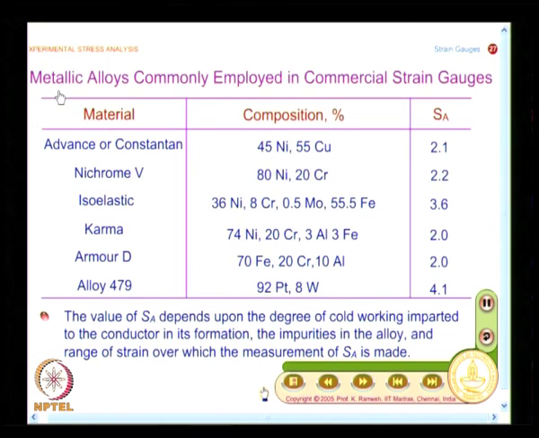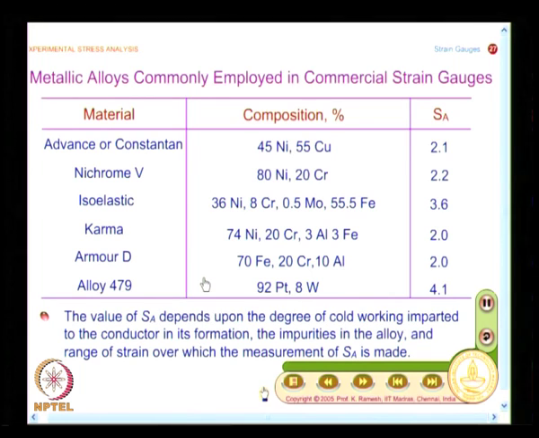We start with the metallic alloys, and we have already seen that advance or constantan was the most commonly used strain gauge alloy. This is a composition of 45% nickel and 55% copper, and its strain sensitivity of the conductor is 2.1. Then you have a list: nichrome V, isoelastic, Karma, Armour D, and alloy 479, and these are for various applications.